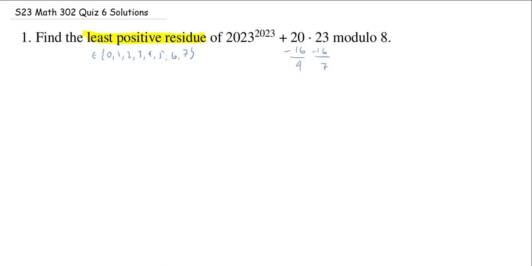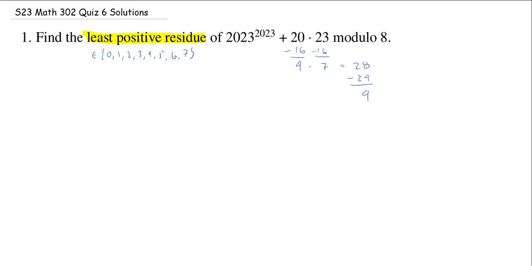Then I can multiply these together. So 4 by 7 is 28. And then I can reduce that modulo 8. In this case, I could subtract 3 8s. That would be 24, and that leaves me with a 4.